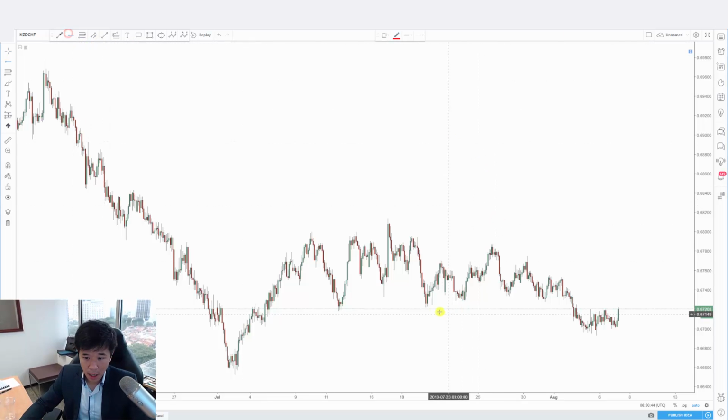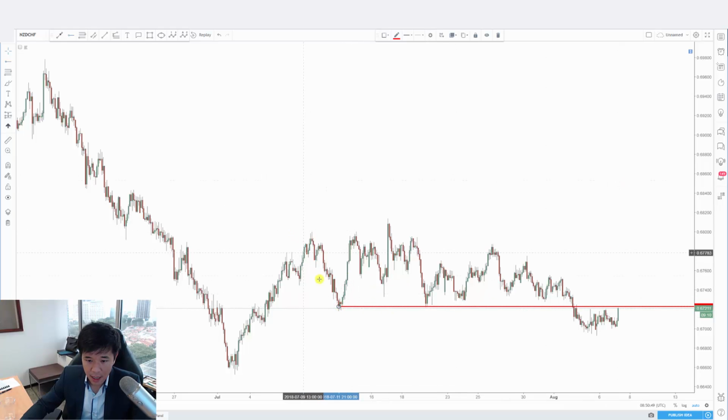If you look here, you and I can both agree that there's a very nice level where price tends to bounce off multiple times. You can see price coming down and bouncing up, coming down and bouncing up, and then it's coming up, reacting, and now it's right at that level again. So what we're expecting is price to react off this level. Graphically, we can just draw a horizontal line over here.